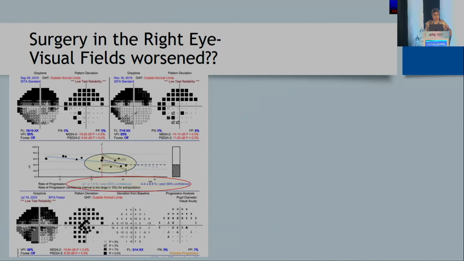Well, surgery in the right eye, I don't think it's too visible. The visual fields had worsened. Now you're wondering what has happened. Why has the visual field in the right eye worsened? So you can see that the rate of progression was -2, and when you did surgery and after that, the rate of progression is -4.